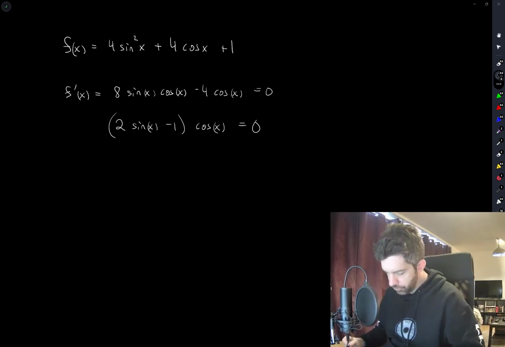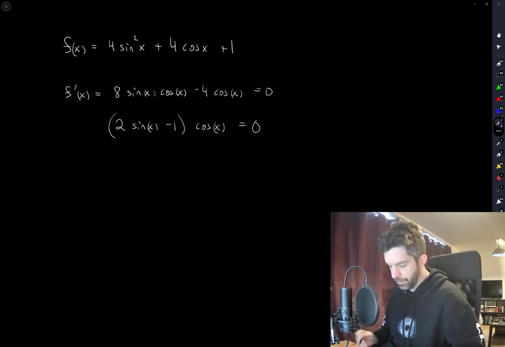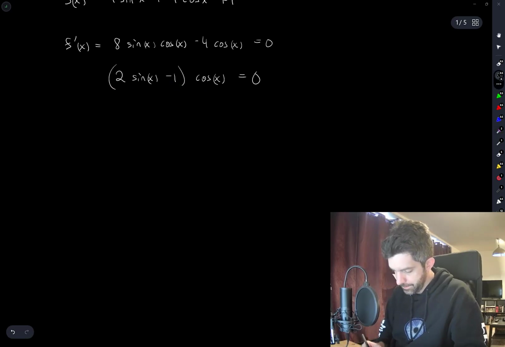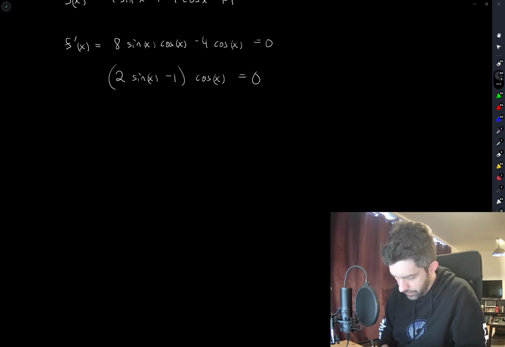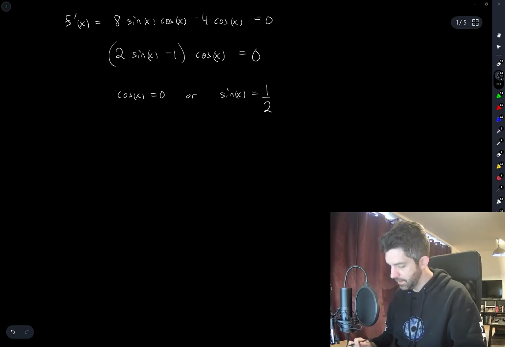Okay, so this is what I get when I take a derivative of the thing inside and set it equal to 0. Either of these two things has to be equal to 0. So what is this saying? This is saying cosine of x equals 0, or sine of x is equal to 1/2. So what are my solutions to this?